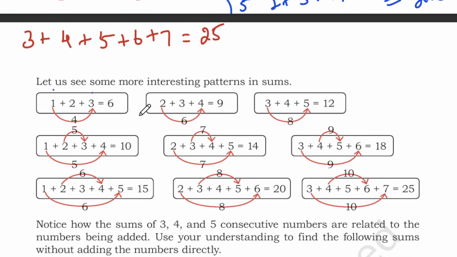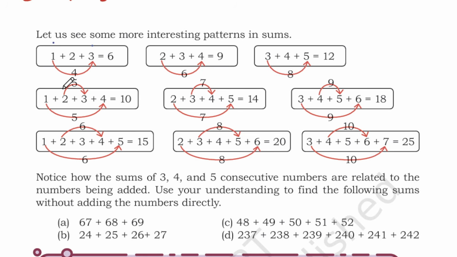Okay. So likewise here, if you see, 1 plus 2 plus 3 plus 4 is 10. When you add the first number and the last number, you are getting 5. And again you add the second number and the third number, you will get 5. So here 2 plus 5 is 7. Again 3 plus 4 is also 7. So 3 plus 6 is 9. Again 4 plus 5 is also 9.